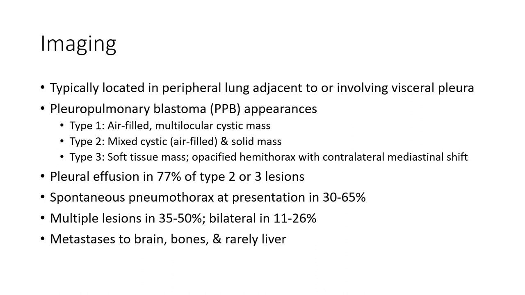Spontaneous hemorrhage at presentation occurs in 30 to 65%. Multiple lesions are seen in 35 to 50%. Bilateral disease occurs in 11 to 26%. Metastases go to brain, bone, and rarely liver.